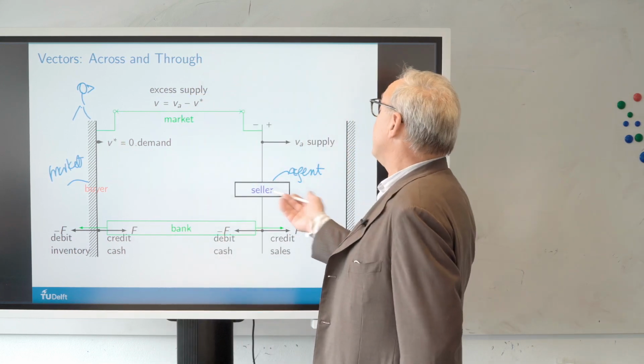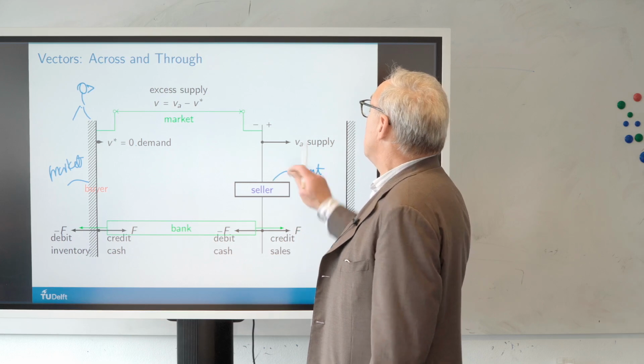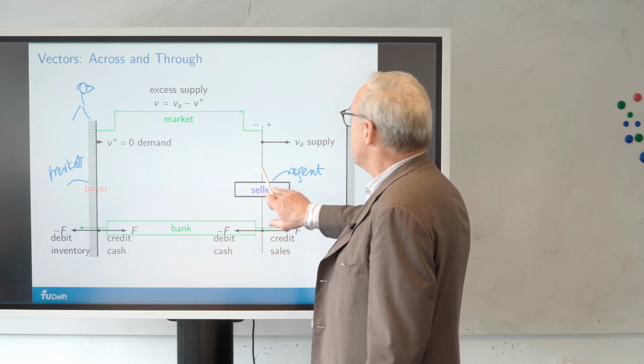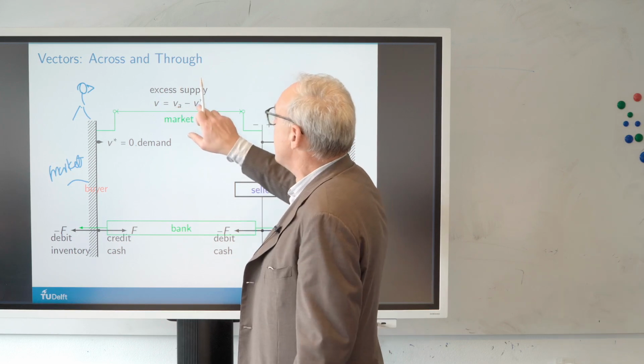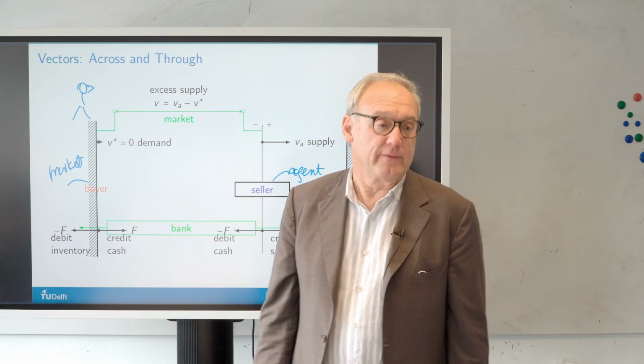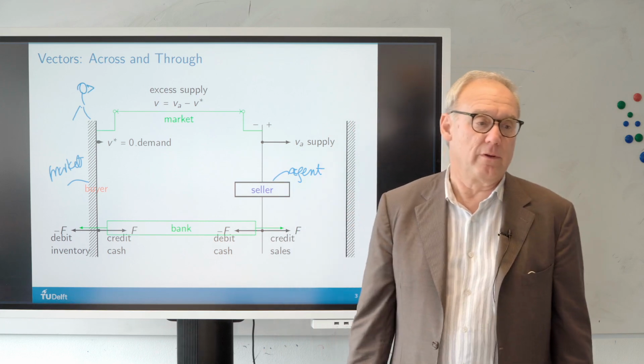Then clearly what we're going to see is that the velocity of this mass here is the difference between its velocity, the velocity of the agent, minus the market. That's what we're going to observe.